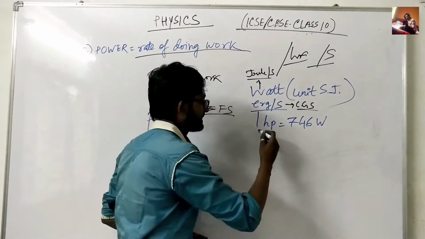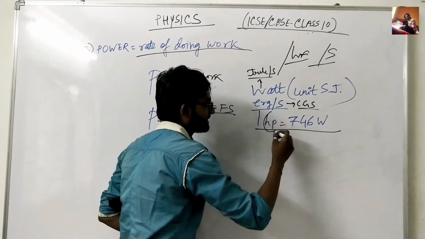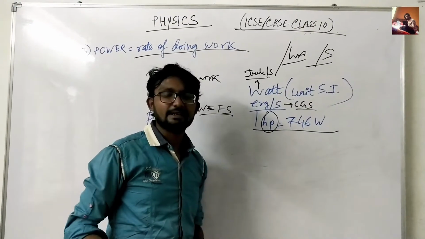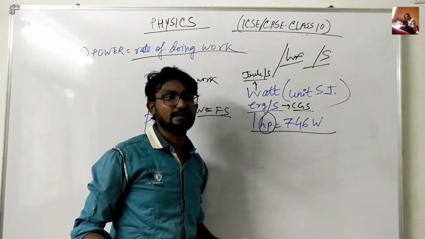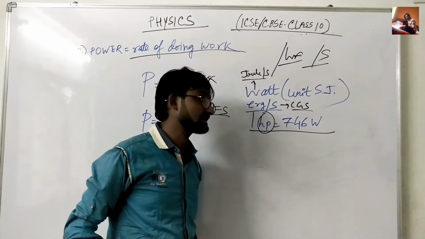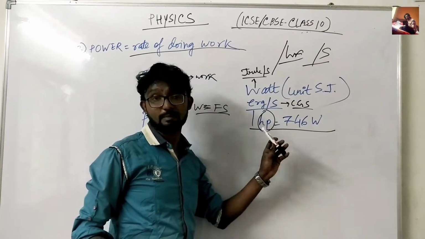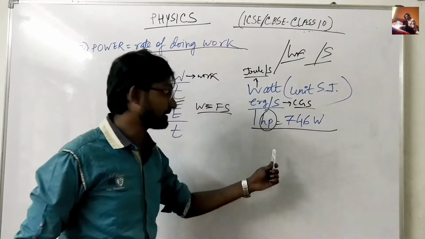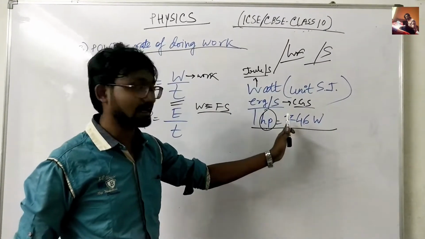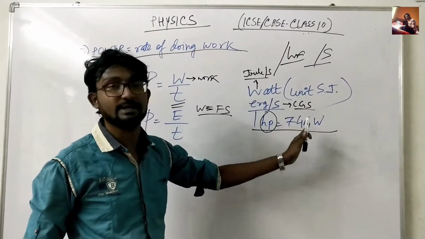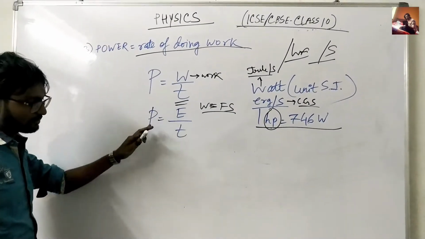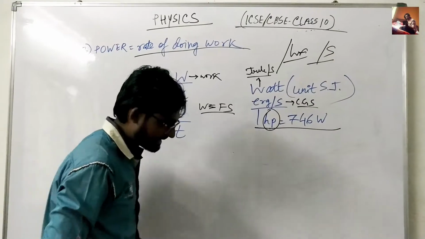And one more thing you can understand, as I've written over here, HP, horsepower. Horsepower is used in engines and places where huge machinery is used and huge power is needed. So it is a greater unit of power: 1 HP, horsepower, is equal to 746 watt. You can memorize this, because it can come in handy while solving problems. So power equal to W by T and P equal to E by T.